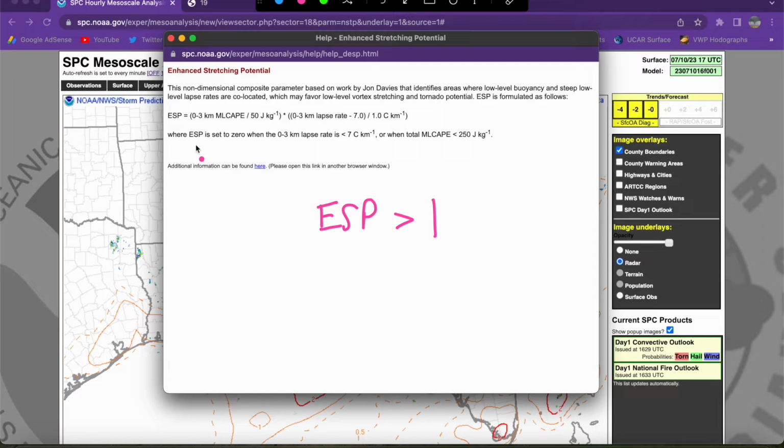And you'll see here that it says that enhanced stretching potential is set to 0 when the 0 to 3 kilometer lapse rate is less than 7. So basically their threshold for those low-level lapse rates is 7 degrees Celsius per kilometer. As we said, anything greater than 6 degrees Celsius per kilometer for those low-level lapse rates is adequate, but usually in most landspout events we see that 7, 8, 9 degrees Celsius per kilometer value to really mean that those low-level lapse rates are strong. And also, if total mixed layer CAPE is less than 250 joules per kilogram, the ESP, enhanced stretching potential parameter, is set to 0 as well. So again, you need at least a decent amount of that deep layer instability to foster those more robust updrafts.